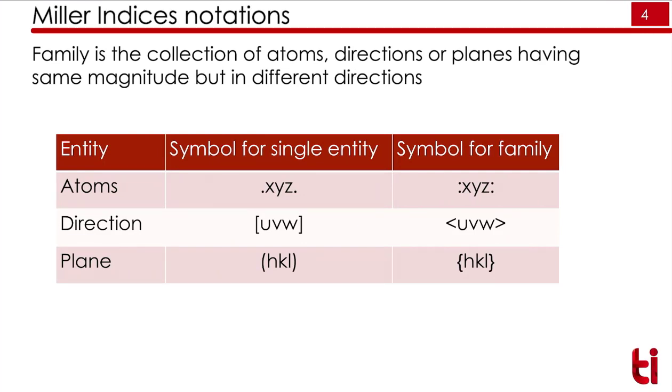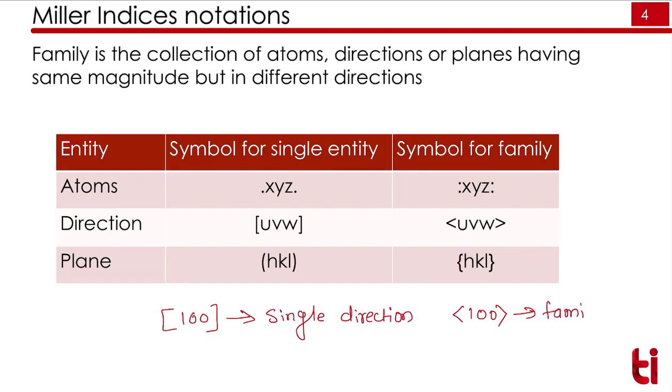Now there is a family of these directions, atoms and planes. That family we can denote by another symbol. For atoms, the symbol is double dots. For direction, that symbol is a triangular bracket, and for planes, that symbol is a curly bracket. So for example, if you write 1, 0, 0 in square brackets, this means that it is a single direction, and if you write 1, 0, 0 in triangular brackets, it means that it is a family of directions.